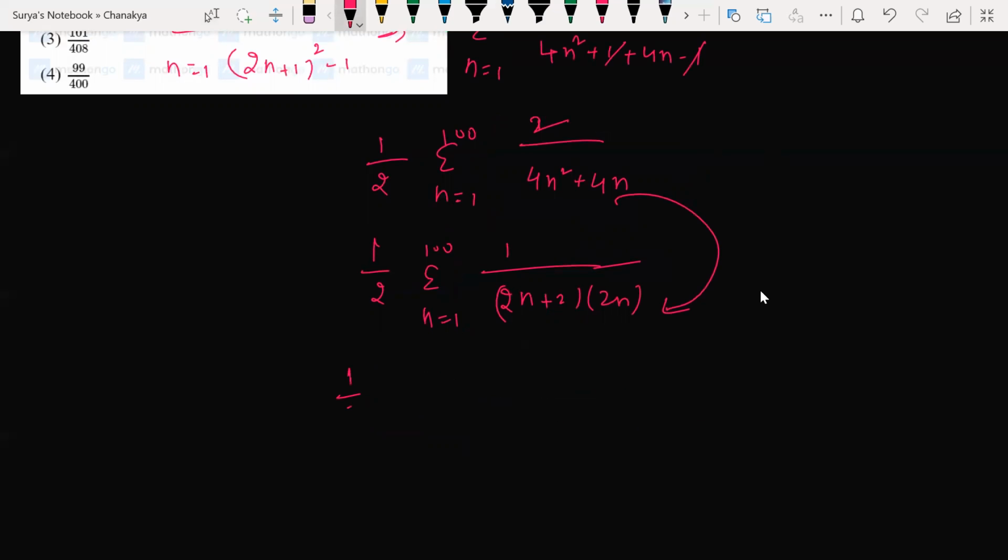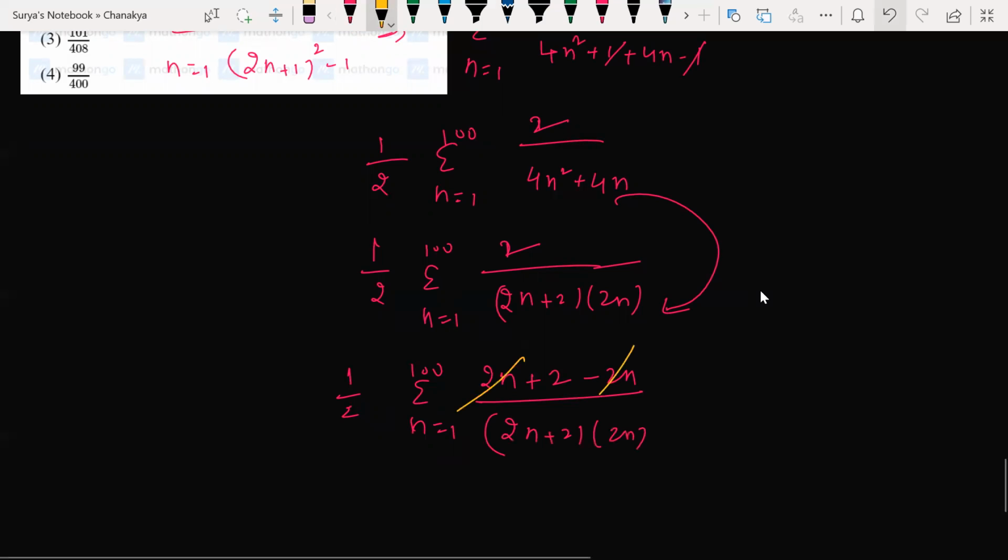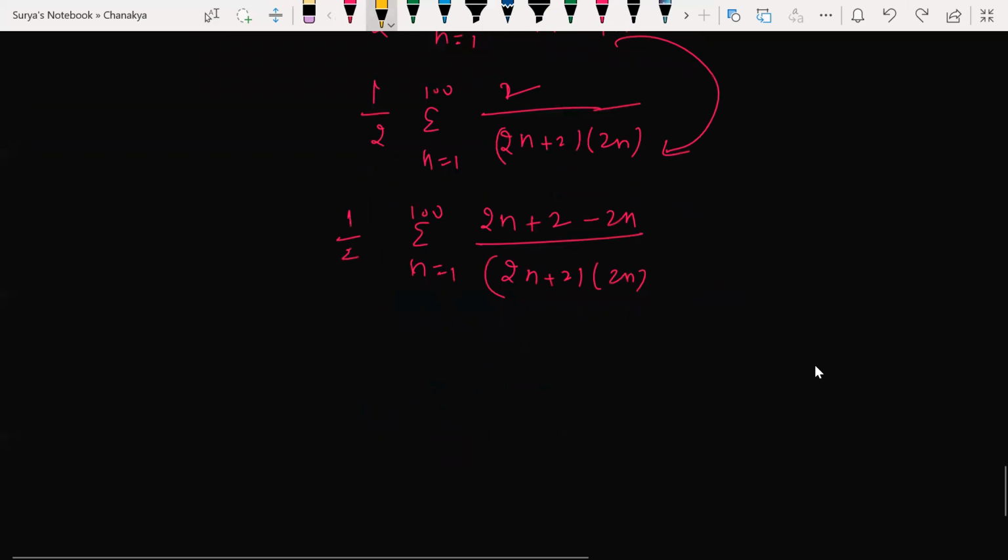So again, what I have to do here? N is equal to 1 to 100. So in the denominator, 2n plus 2 minus 2n. We had 2 in fact here. So denominator adding 2n, subtracting 2n. In the numerator, I'm adding and subtracting 2n, beta, so that I can get to the original function. Why are you adding, subtracting like that? Because in the denominator I have something different. So for making it in terms of that, I'm just adding and subtracting 2n here. So now split it.